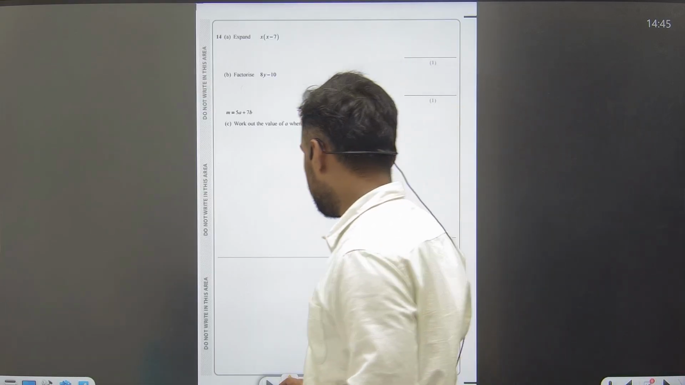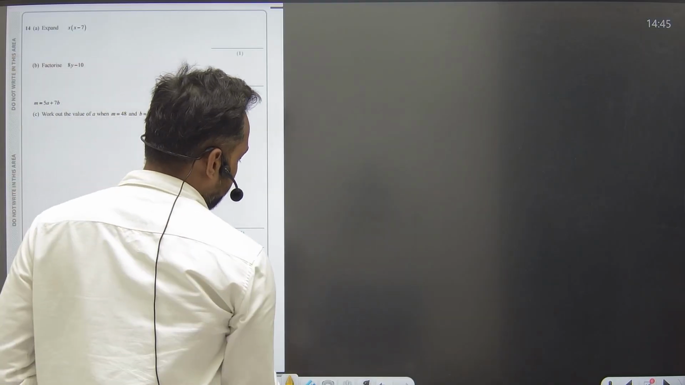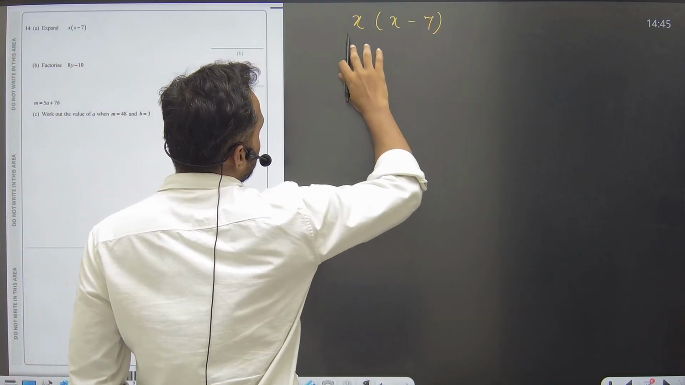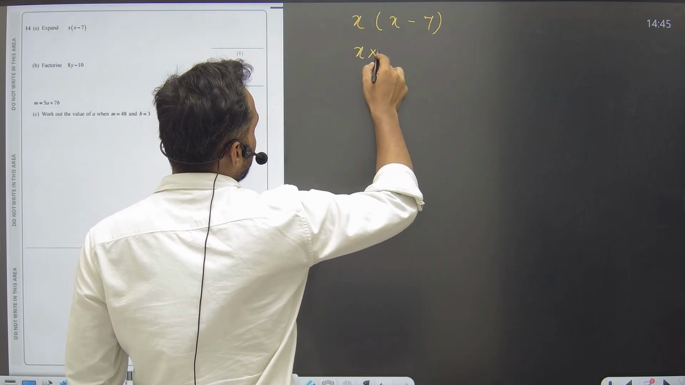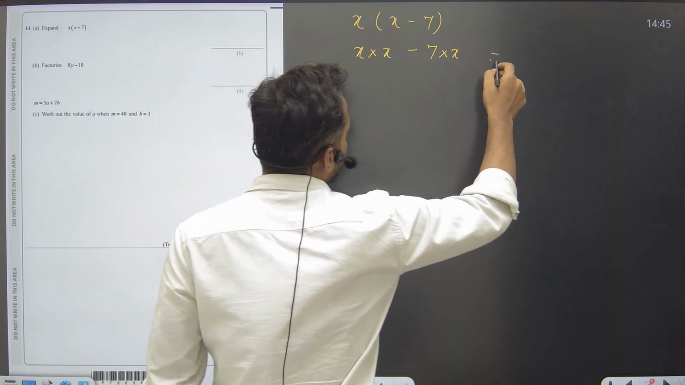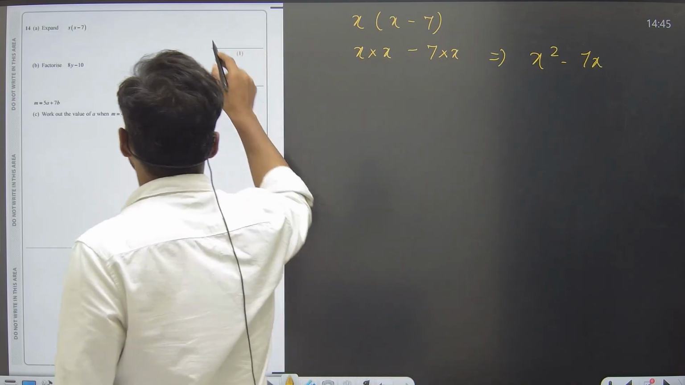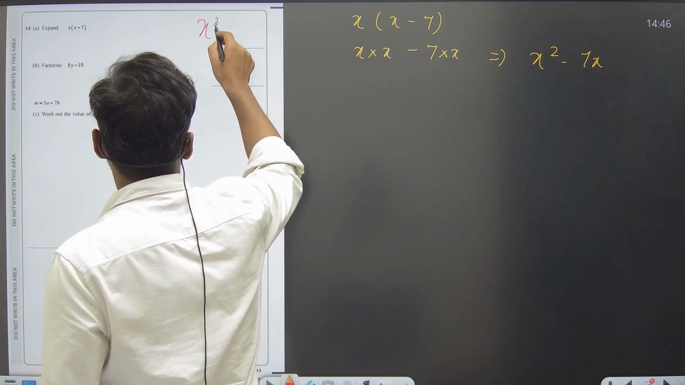Now next question is expand x(x − 7). Just multiply x with the first term and then the second term. So x into x will be x², and 7 times x. So here you will get x² − 7x. So the solution here will be x² − 7x.